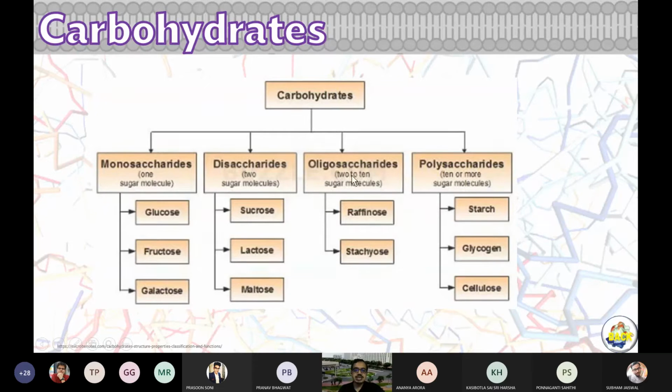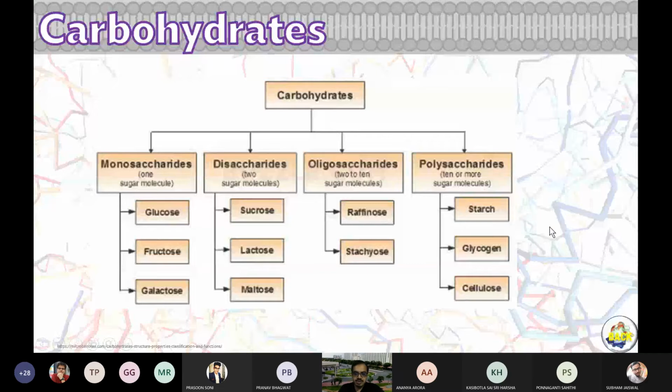Then we have oligosaccharides, often trisaccharides, and up to 10 sugar molecules are also called oligosaccharides. This is a bit fishy. Many people define oligosaccharide a different way. This table says up to 10 saccharides. Until 10 sugar molecules, we call it oligosaccharide. Raffinose is one example. Then we have polysaccharides.